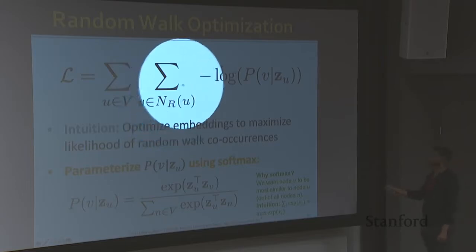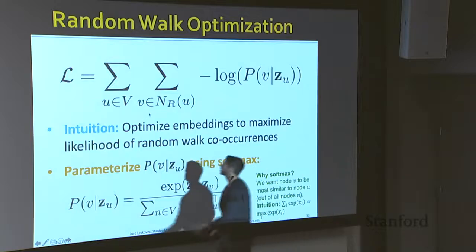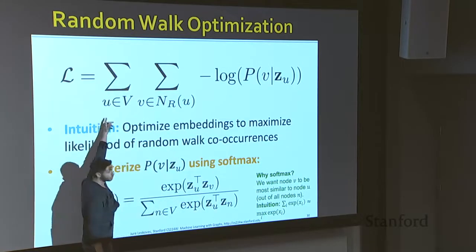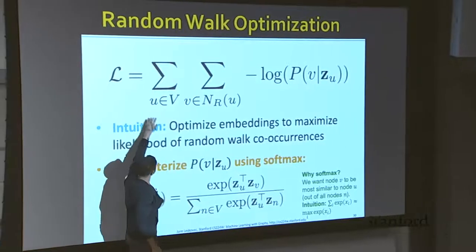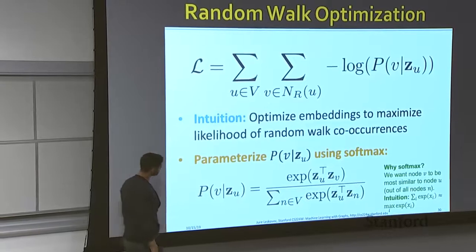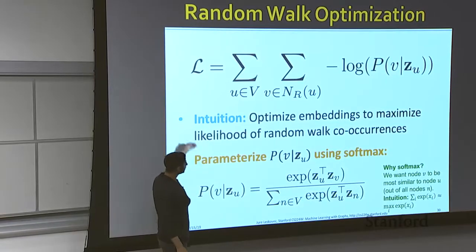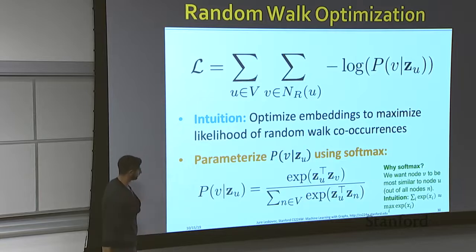So this is the inner summation, the inner loop. Then we also have to do this for each node in our graph, so this is the vertex set of our graph. We're going to be doing this for each single node in our graph. And once again, we're optimizing the embeddings to maximize that log likelihood.